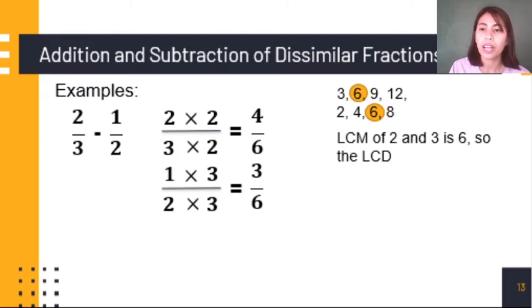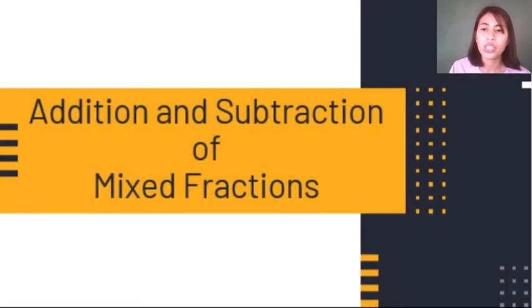Now we can subtract: 4 over 6 minus 3 over 6 is equal to 1 over 6.